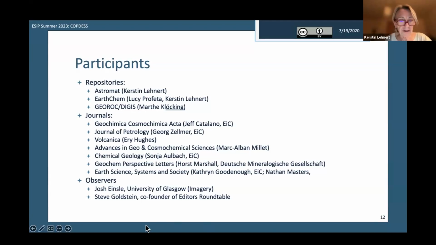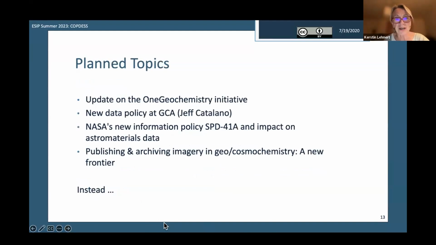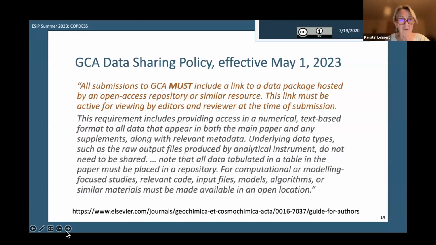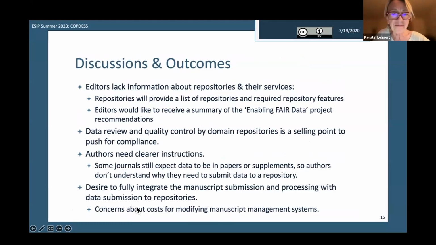So we brought together a bunch of people for this meeting, some with new diamond open access journals. So it was a great discussion. And we had planned a number of topics. As shown here, we know there was a new data policy at Geochimica et Cosmochimica Acta, for example, and so on. But in the end, all these topics got taken over, and just for the sake of time, I'll skip that one, into discussions that really revealed how much information was lacking for editors.